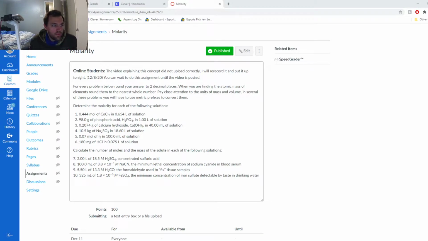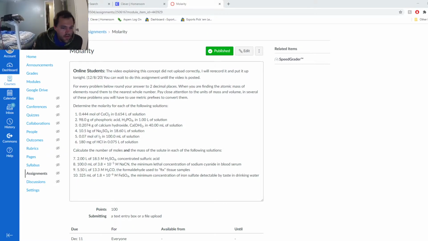Okay, we're going to go over a couple examples on the molarity homework and give you a basic idea of how these problems are supposed to work. The main concept of molarity is that it's a measure of concentration. It's saying how many atoms of this substance are in a given volume. The unit molarity is measured in moles per liter.